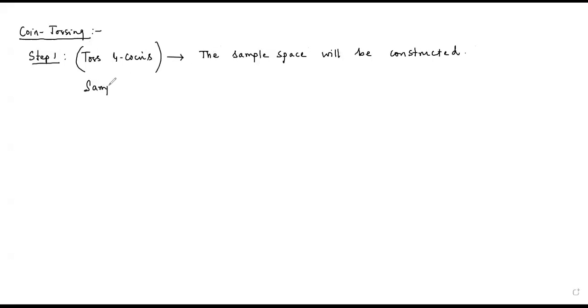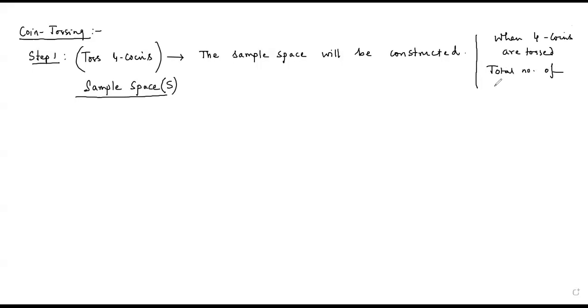So let me make a chart. The chart contains a first column, which is the sample space. Here I'm going to tabulate all the possible outcomes that may belong to this sample space. We can name this sample space capital S. And you know from combinatorics that when 4 coins are tossed, the total number of outcomes is 2 to the power 4, which is 16.